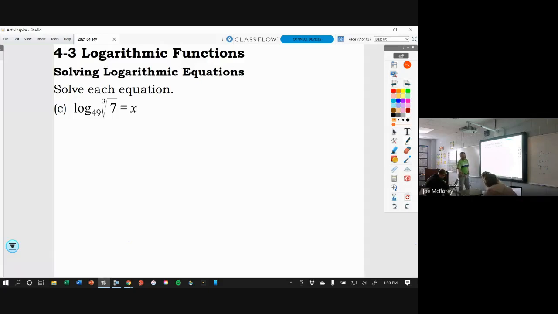What's the base? 49. What's the power? X. Equals the thing, 7 to the 3rd index, the cubed root of 7. That's the same thing. Okay? Well, now what? Wait a minute. There was a property that we talked about that said if a to the m is equal to a to the n, if that's true, the bases are the same, what must also be true?